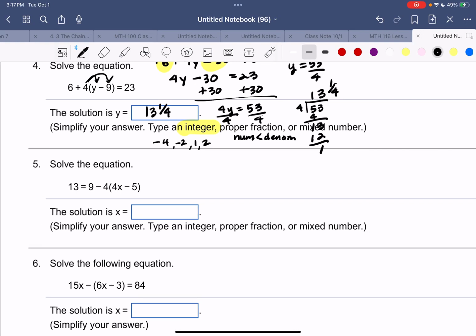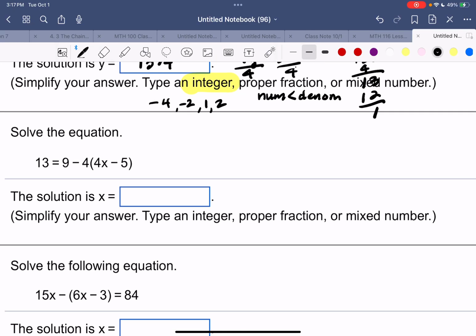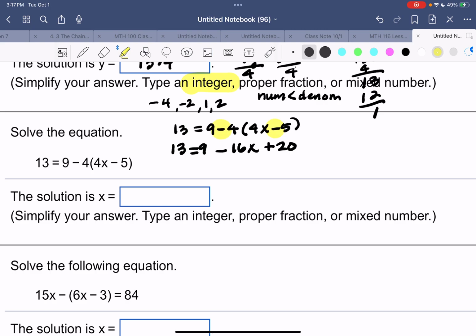Number 5. 13 equals 9 minus 4(4x minus 5). Now again, it's tempting to do 9 minus 4, but we've got to clear parentheses first. That's going to be 9 minus 16x plus 20. Be careful, you have a minus, and that makes that plus. Now, I've got like terms. I've got a 9 and a 20. So 13 equals negative 16x plus 29.